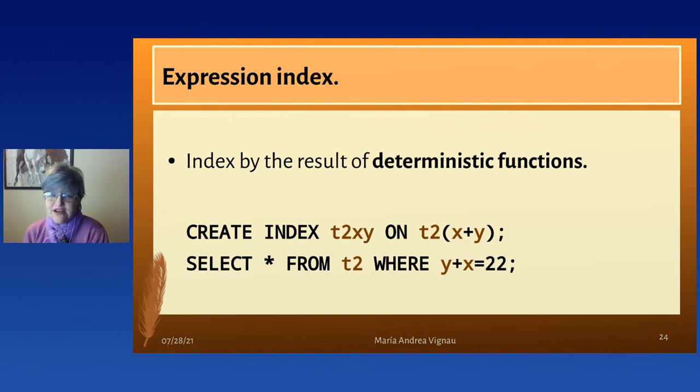Deterministic means that when you know your input, you have one and just one output. For example, a non-deterministic function, by definition, is the random function, where you have some range and you don't know which output it will be.